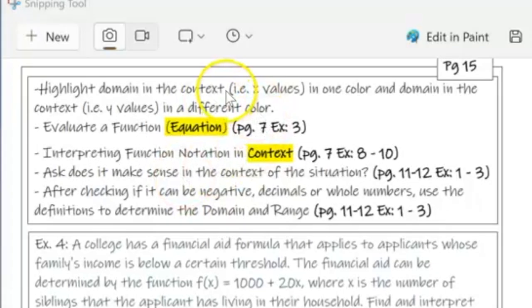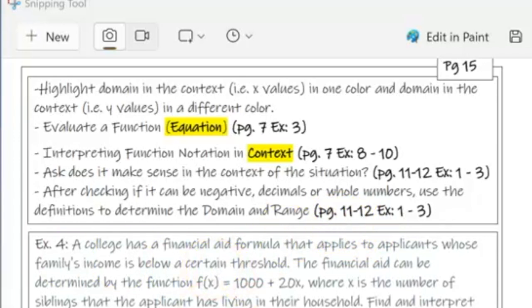So this is a continuation of real world domain and range. Again, this is the things that you need to know in order to be able to answer in this place, and this is where you can find them. So you do need to know how to evaluate a function, interpret function notation in context, ask if it makes sense in the context of the situation. After, check if it could be negative, decimals, or whole numbers, use the definitions to determine domain and range. And these are where those things are located. You just need to find the video that goes with those pages based on the title of that page.